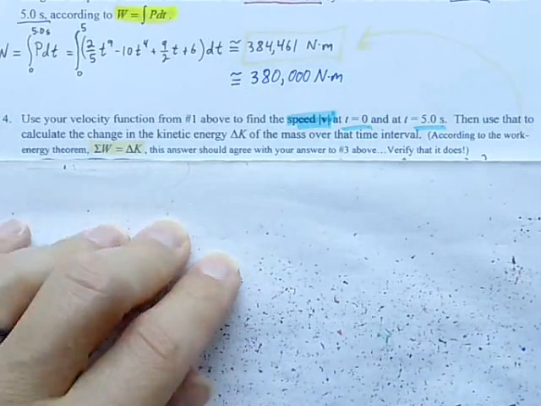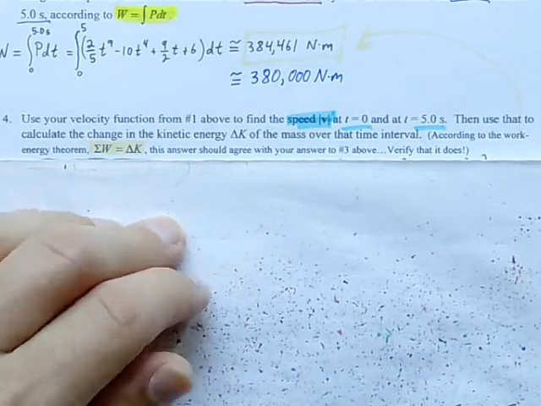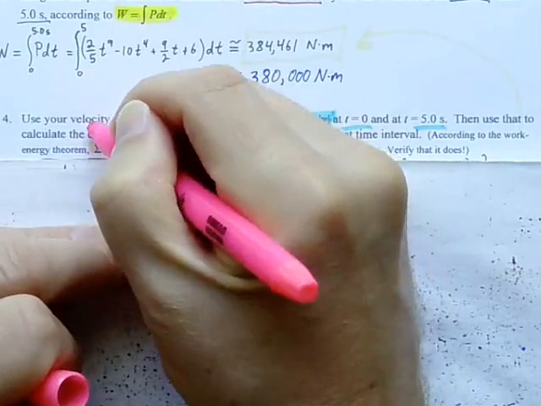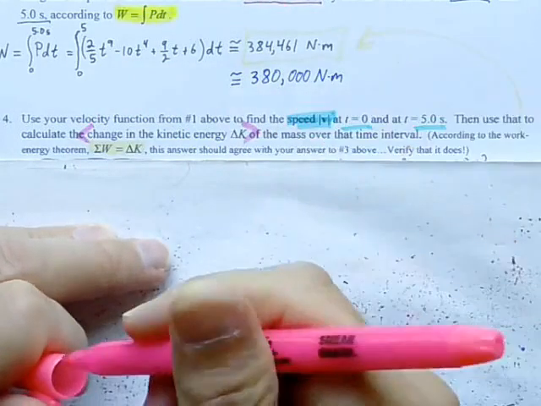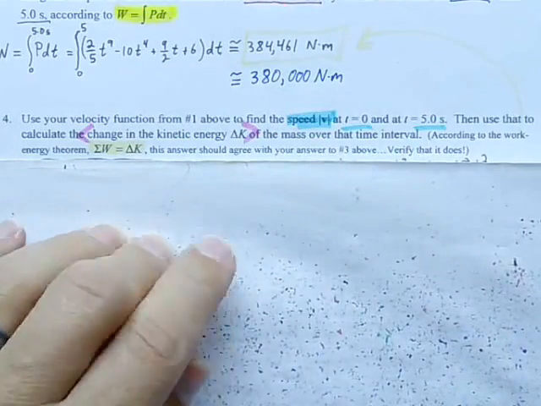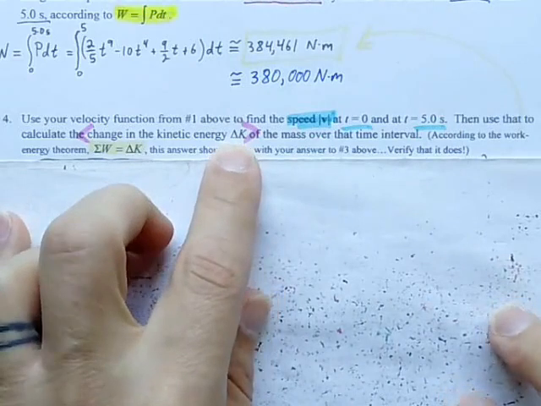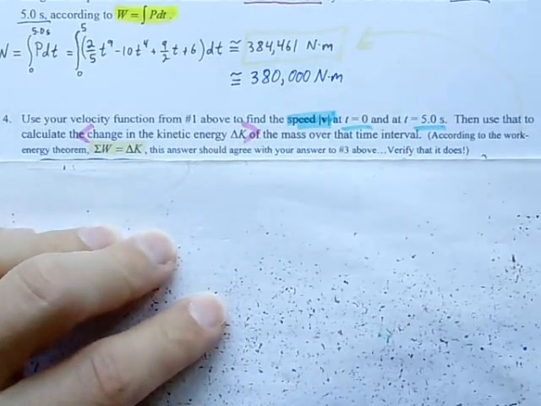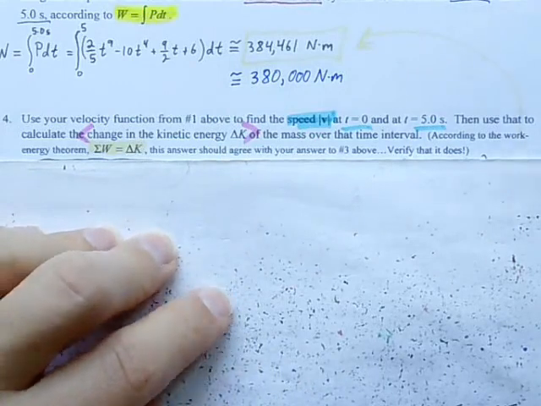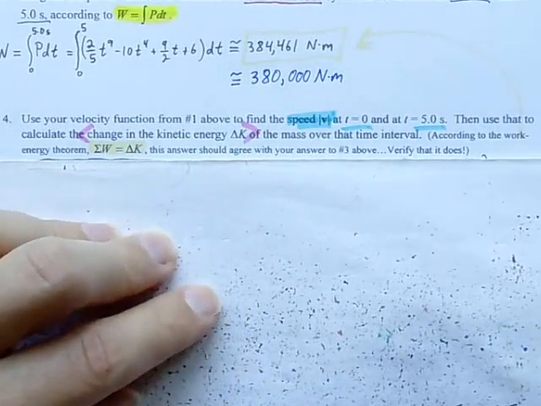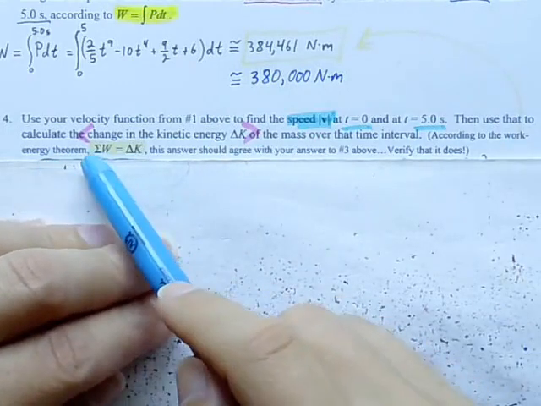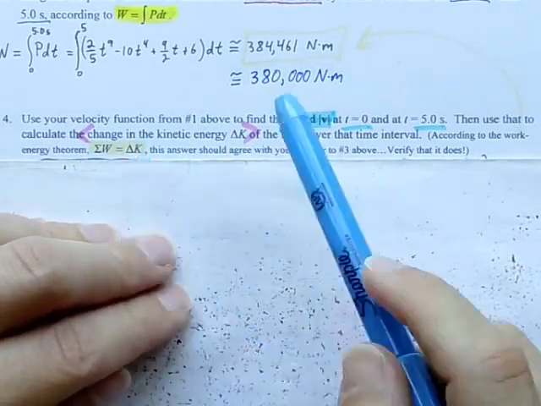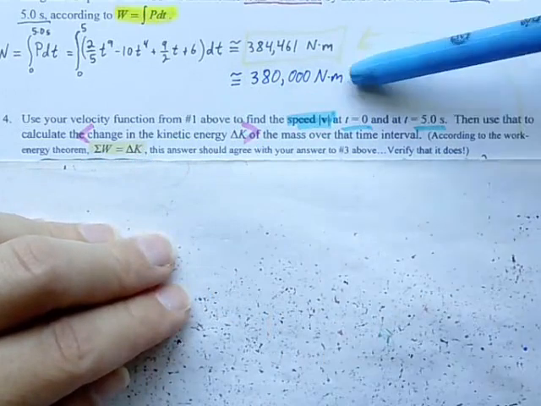Then use that to calculate the change in kinetic energy. Find the change in kinetic energy, delta K, of the mass over that time interval. So K final minus K initial. All right, that should be enough guidance to get you going on that. Note that according to the work energy theorem, the net work should be equal to the change in kinetic energy. So we already know the answer to this. If we want the change in kinetic energy, it should just be this value.